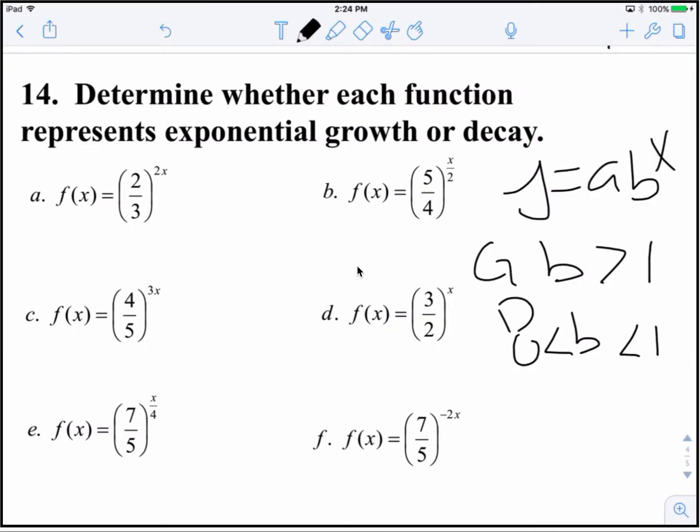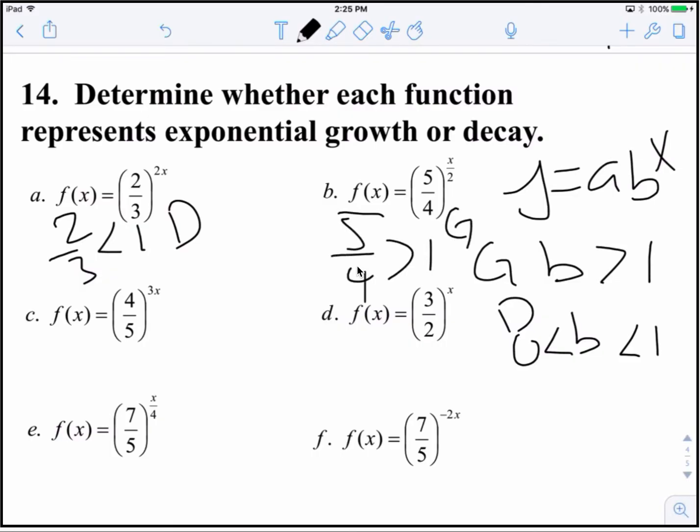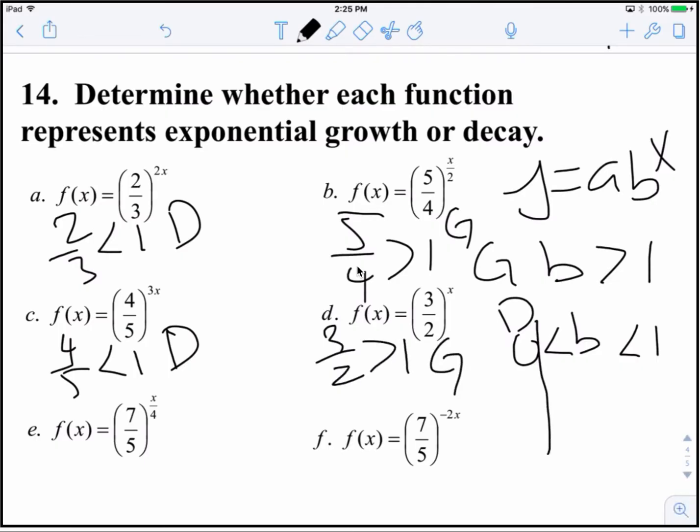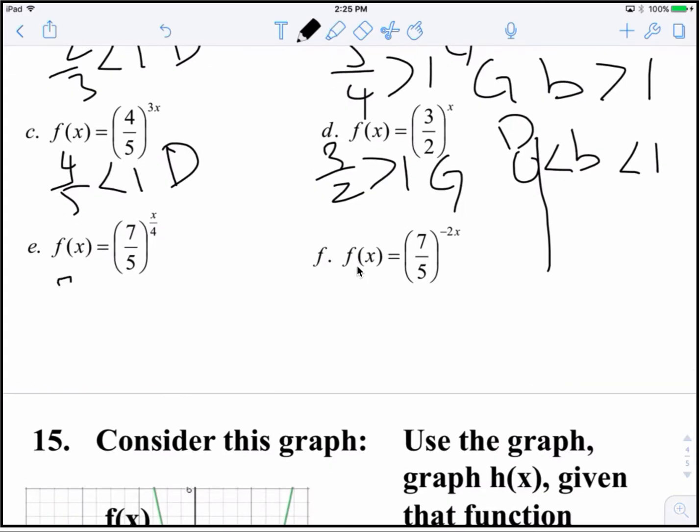Right, so all we have to do is look at the b part. 2 over 3 is less than 1, so this is a decay. And 5 over 4 is greater than 1, so it's a growth. And 4 over 5 is less than 1, and so this is a decay. And 3 over 2 is greater than 1, so it's a growth. 7 over 5 is greater than 1, so this is also growth.